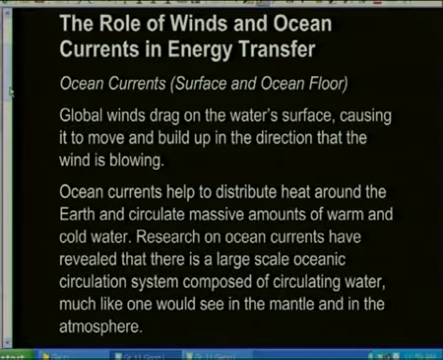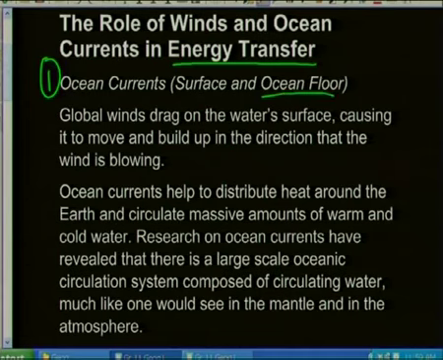But we're going to look at winds and ocean currents in a little bit more detail. What role do wind and ocean currents actually play in this energy transfer? Let's start with ocean currents first. Ocean currents are the surface and deep ocean or ocean floor movement of water. Winds are very important because they drag the surface water, causing it to move and build up in the direction in which the wind is blowing. That's why we have waves on the earth, which people go surfing or swimming in, etc., at the coast of the sea. But remember, it's more complicated than that.